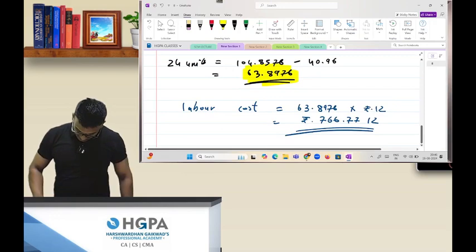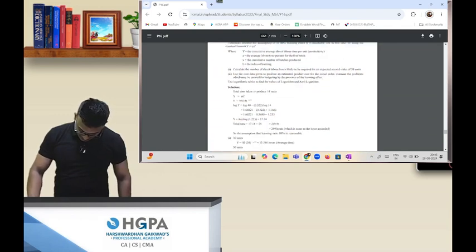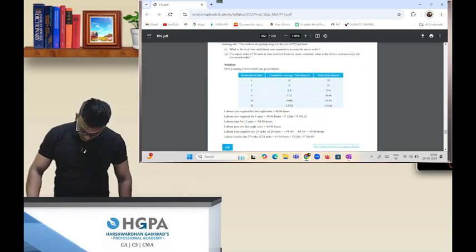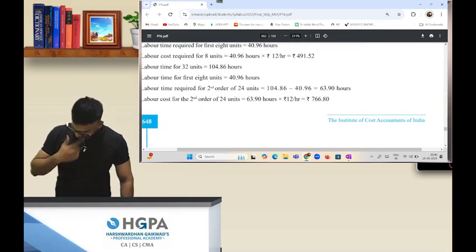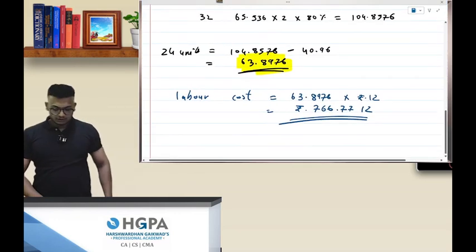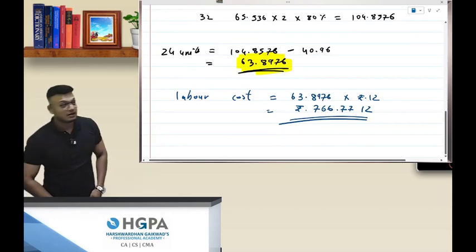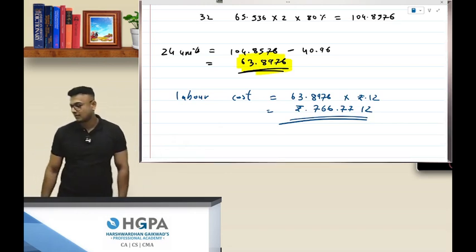I don't know what is the answer. Just cross check it. Where is the answer? Question number 4. Oh, we've got this answer only, right? Yeah, we got the same answer. Good. So this means the institute and we are on the same page. Okay, we got the same answer. I hope you guys have got the same answer itself.